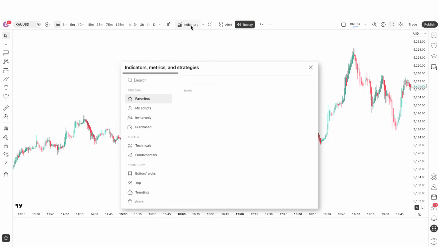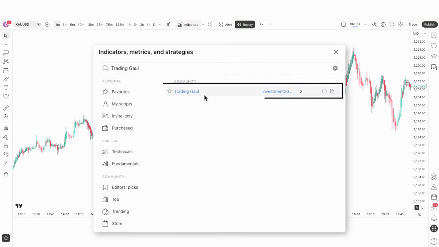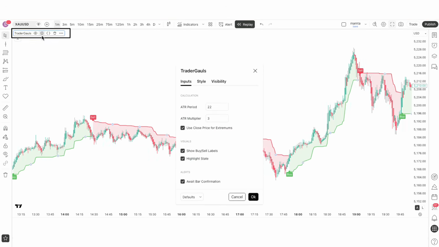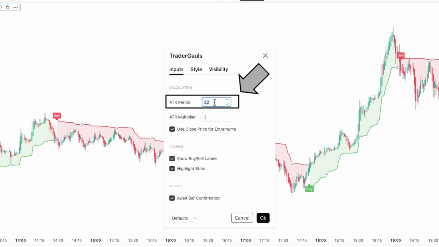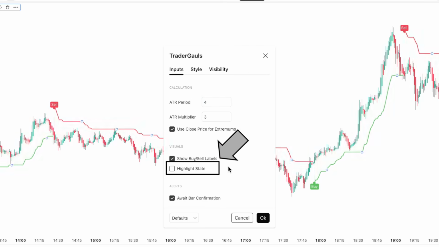Head over to the Indicators tab and search for the trading goal. Select the indicator made by Investment 20 and add it to the chart. Now the indicator settings change for perfect signals. First, we change the ATR period from 22 to 4. We have to keep these options hidden.